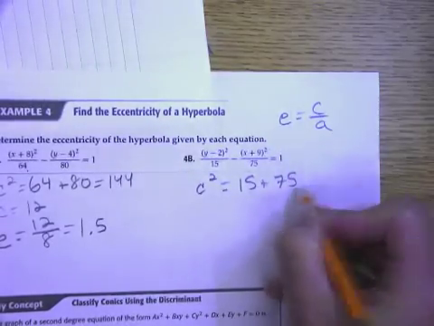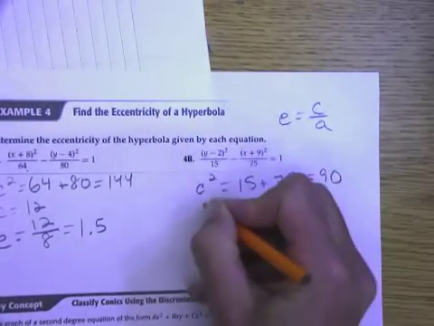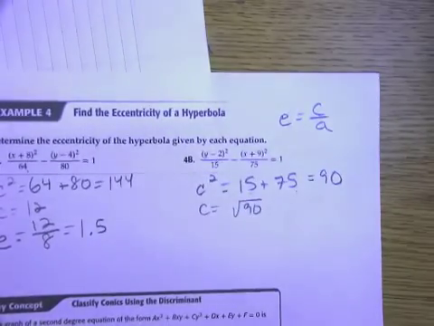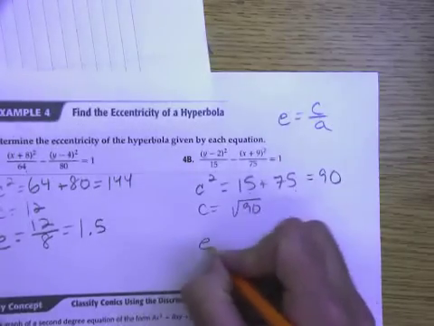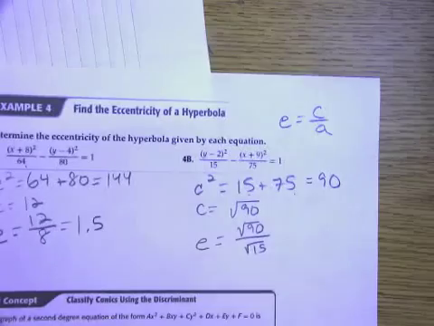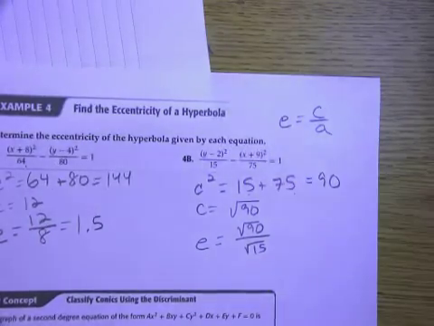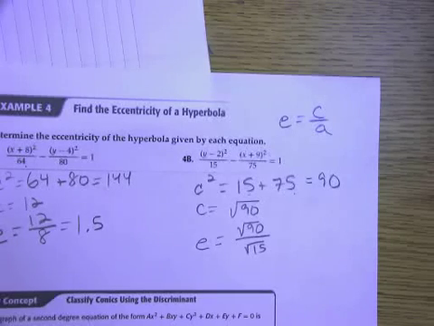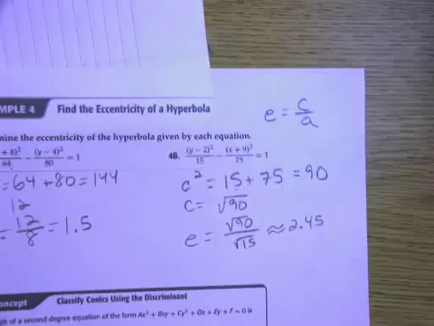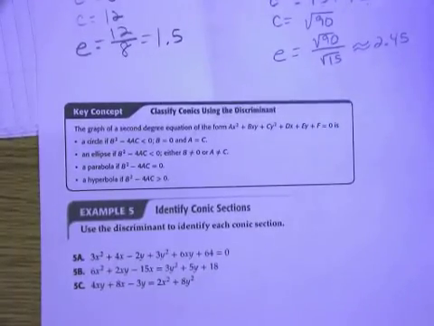In part B, again, c squared equals 15 plus 75, a squared plus b squared. So that's 90. So c is the square root of 90. a is the square root of 15. So eccentricity is the square root of 90 over the square root of 15. And we're just going to type that into our calculator and get 2.45 approximately.